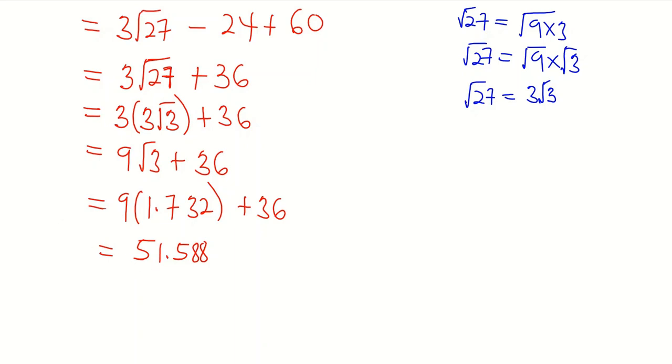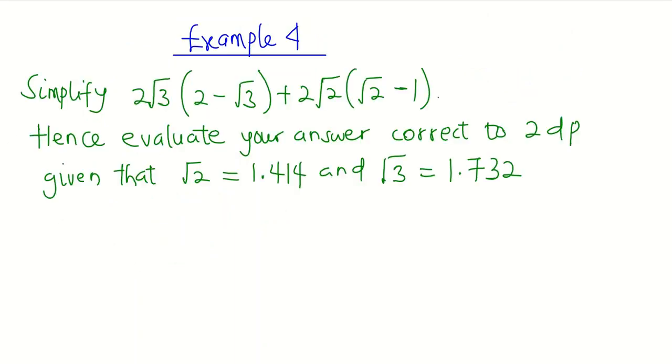Now we have to move on to the next question. In example 4, it says: simplify 2 square root of 3 multiplied by 2 minus square root of 3 plus 2 square root of 2 into bracket square root of 2 minus 1. Hence, evaluate your answer correct to 2 decimal places, given that square root of 2 is equal to 1.414 and square root of 3 is equal to 1.732.